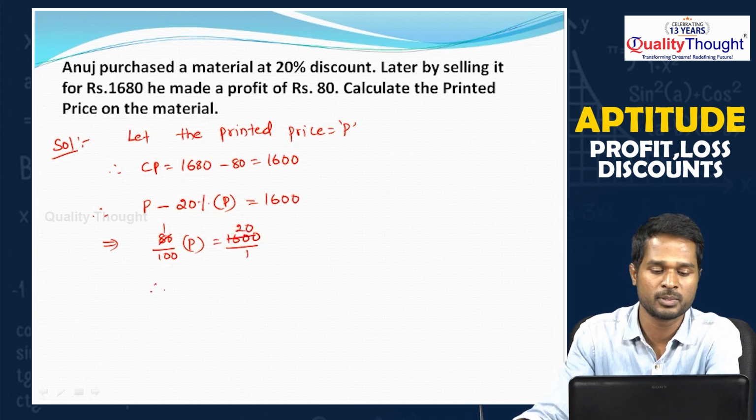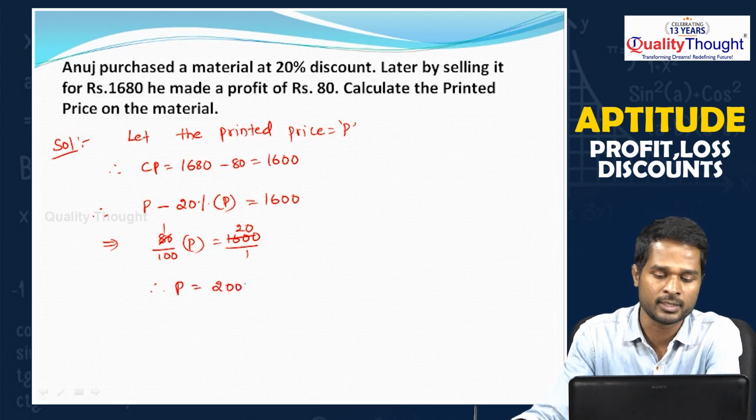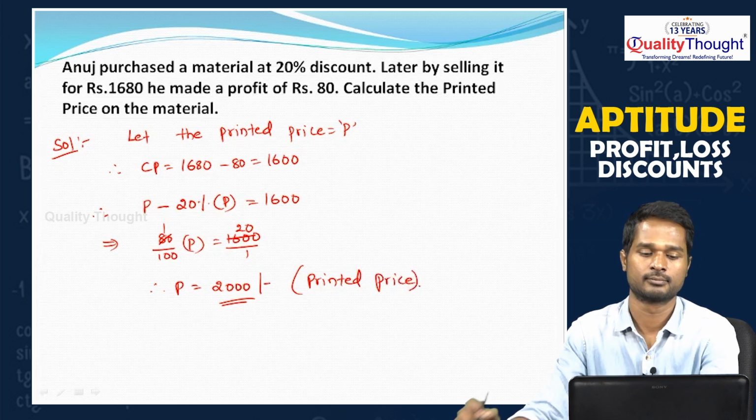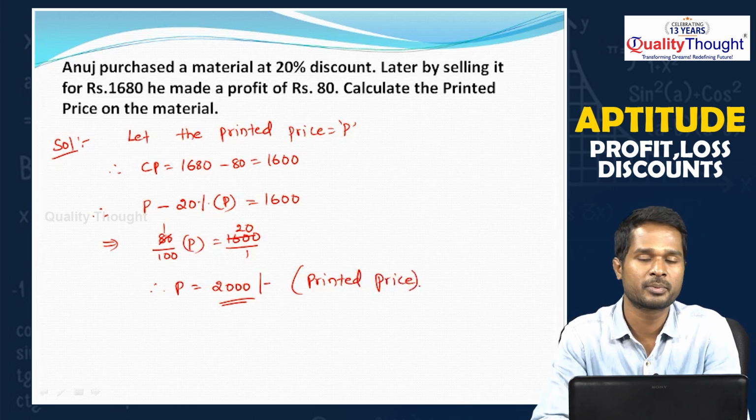So, go for cross multiplication. The value of P, 20 into 100 is 2000. So, this is the printed price of that material.